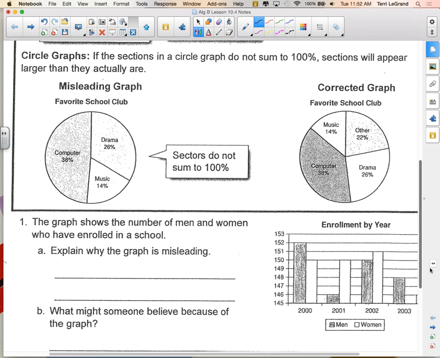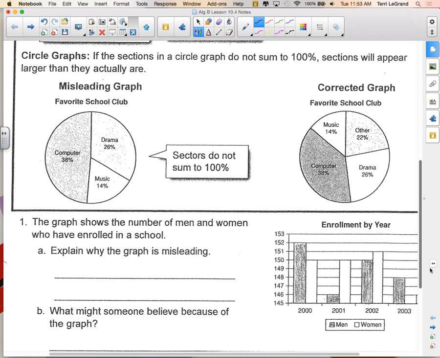So when you look at that first one where it's the favorite school club, you say, which school club do you think created this misleading graph? Favorite school club, the first one. Which favorite school club actually wanted to use this graph? Probably the what? Which one? The computers. Okay, possibly the computer club, because they want to look like they are the most popular, right?